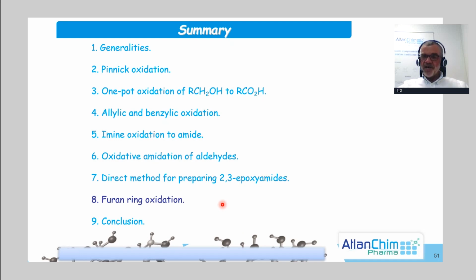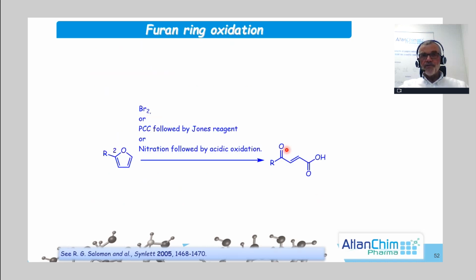To conclude this webinar, we are going to talk about oxidation of the furan ring using sodium chloride. Formation of 4-oxo-2-alkenoic acids from substituted furans has been reported with various oxidizing agents such as bromine, PCC followed by Jones reagent, or nitration followed by acidic oxidation. However, these methods suffer from a prolonged reaction time, strong acidic conditions, low yield, and/or contamination with chromium salts.